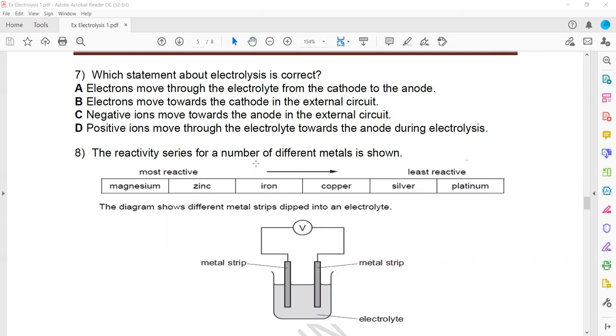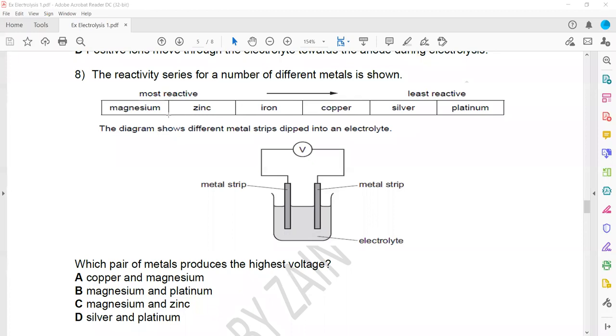The reactivity series for a number of different metals is shown. Which pair gives the highest voltage, which is having a greater difference in the reactivity? So when we have most reactive magnesium and the less reactive platinum, it will produce the highest voltage. That's why B is the right answer for this.